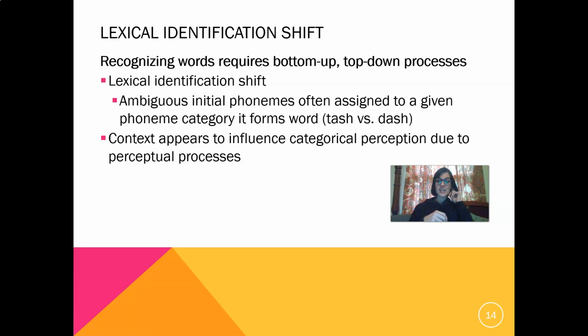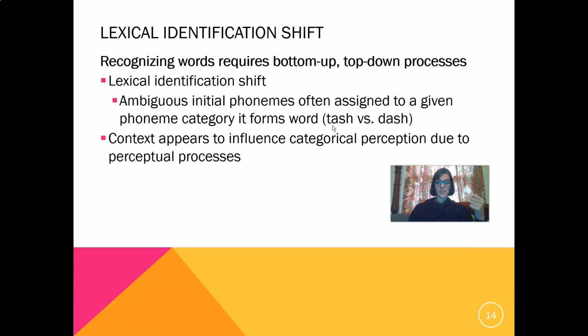Generally, what we're going to find is that if I give you an ambiguous phoneme, so it's not quite T and it's not quite D, that ambiguous phoneme is often going to be categorically decided or assigned to a given phoneme if it forms a word. So if I present you with an ambiguous phoneme that is basically stuck between T and D, odds are you're going to be likely to assign it to a D rather than a T. And that's because dash is a word.